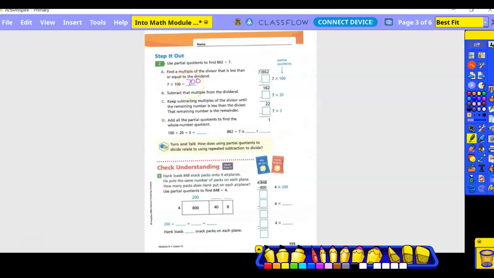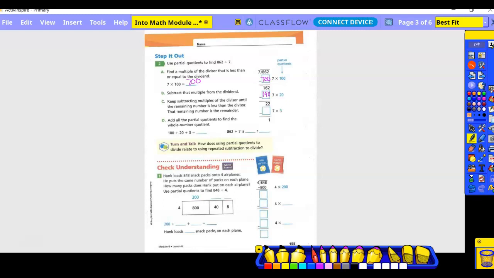Would be 700. So we're going to put that in here. Okay. So then they said 862 minus 700 leaves you 162. Okay. Now, how they said 7 can go into 162 20 times. And what would that get you? Or at least 20 times.